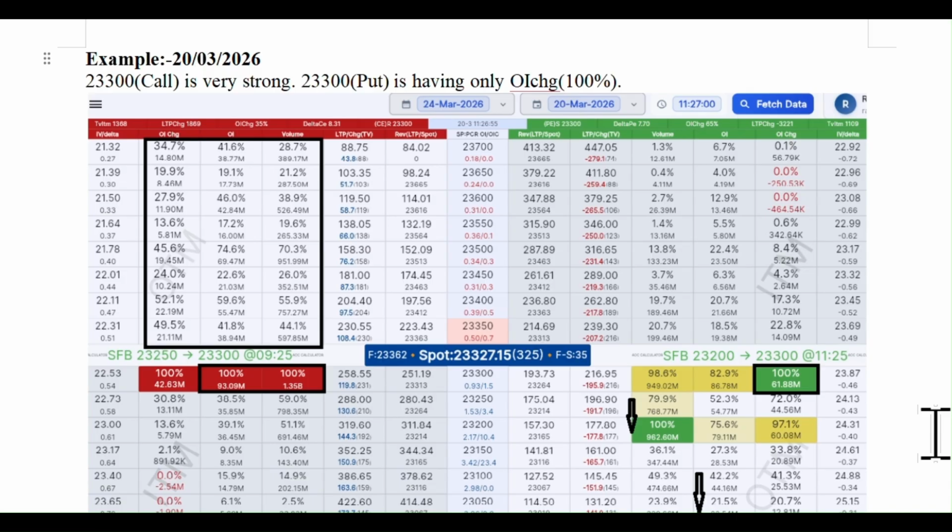An even more important observation is that the highest put open interest change, nearly 100%, is at the 23,000 strike. This indicates that put writers are becoming more active at a lower strike, suggesting that the market participants are expecting price to remain above that level. When this is combined with strong resistance at 23,300, it increases the possibility of downward pressure if buyers fail to push the market higher.